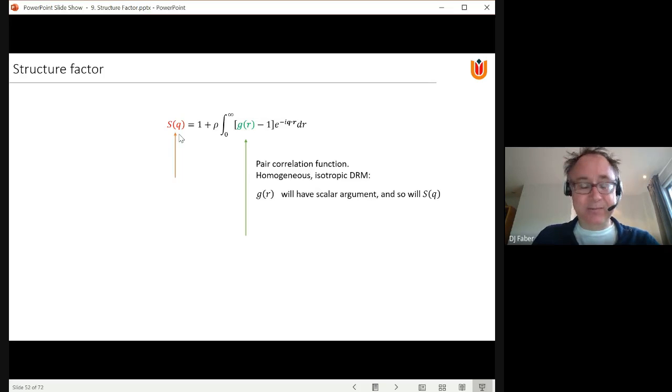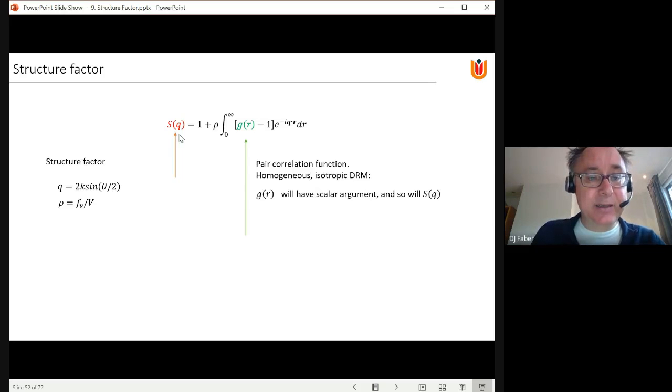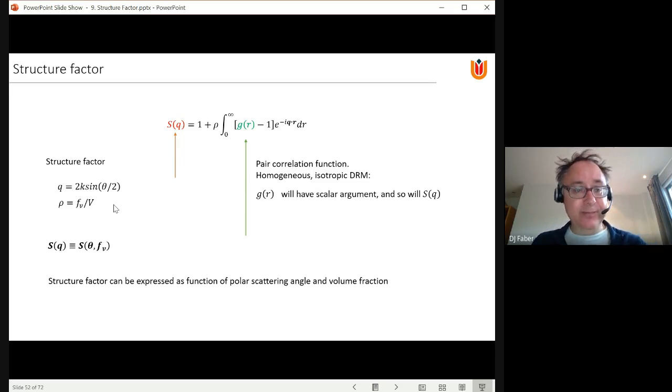So it will only depend on the magnitude of q, so 2 times k times sine of half theta, where k is 2 pi over lambda. So it depends only on this pure number, not a vector. And then rho, of course, was related to the volume fraction, so you can also write this in terms of volume fraction if you like. One way of expressing that is that the structure factor, S of q, as you would formally get it through this Fourier transform, can be written as S as a function of theta, the scattering angle, and a function of the volume fraction, because it scales here with density.